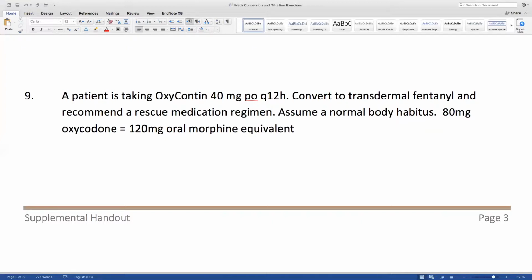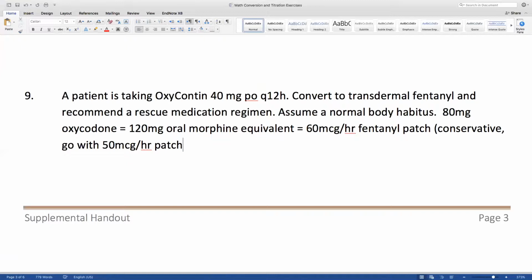Did I teach you guys the quick and dirty 2-to-1 trick on Friday? Okay, so how much theoretically is that fentanyl patch? 60 micrograms per hour fentanyl. But I'd say let's be conservative and go with a 50 microgram per hour patch. Do we have to reduce for cross tolerance? Not with fentanyl. That's figured into the equation.